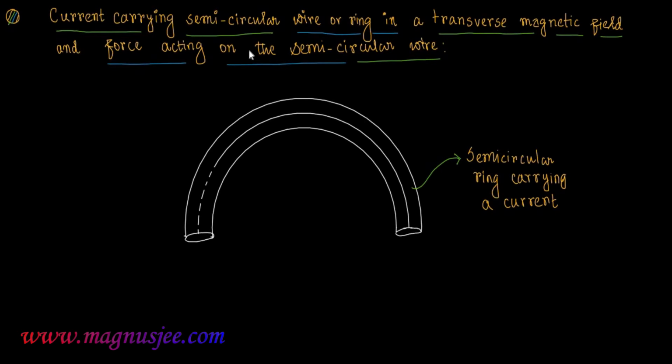Now we can denote the axis of this semicircular ring or wire. This is the imaginary axis of the semicircular wire. An electric current I flows through this semicircular ring or coil. I is the electric current which is flowing through the semicircular ring or wire.